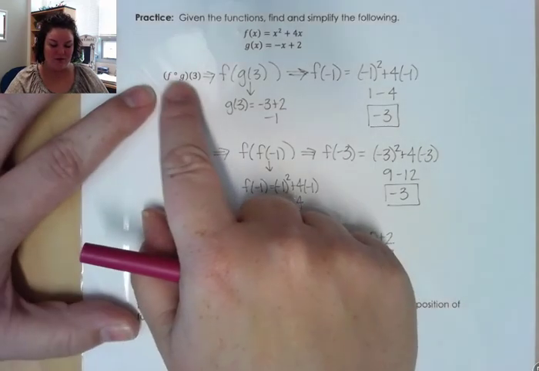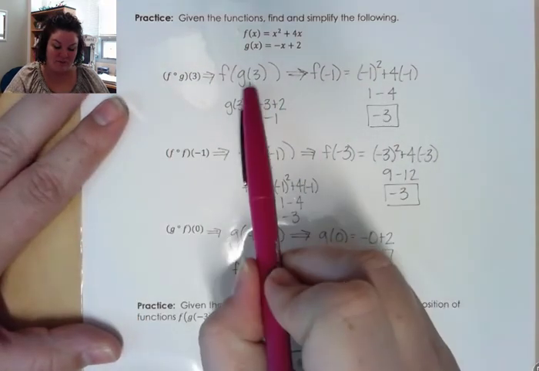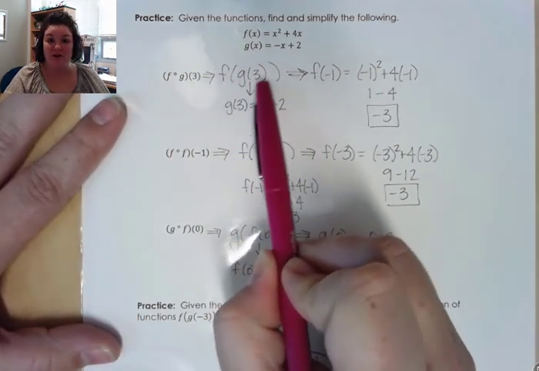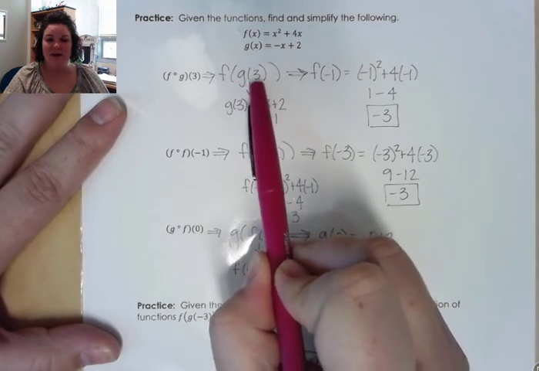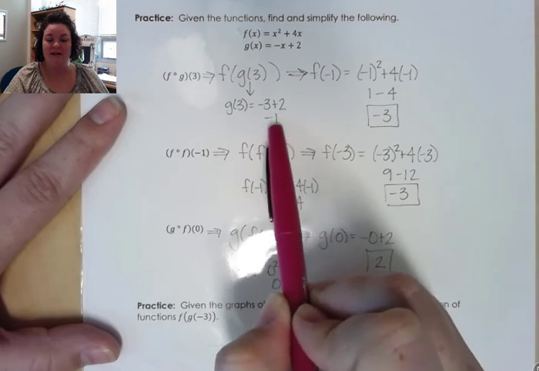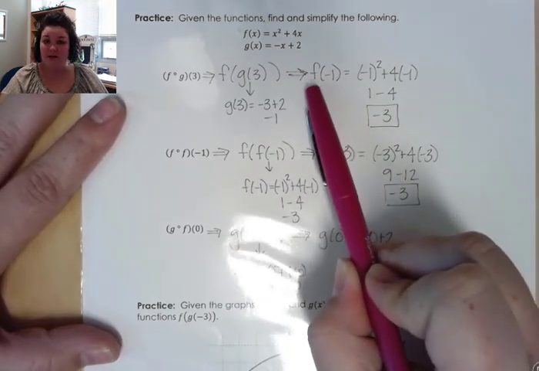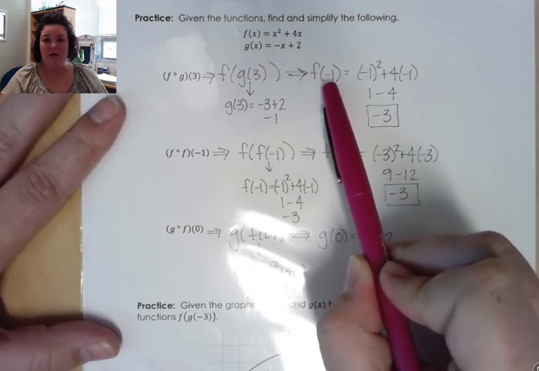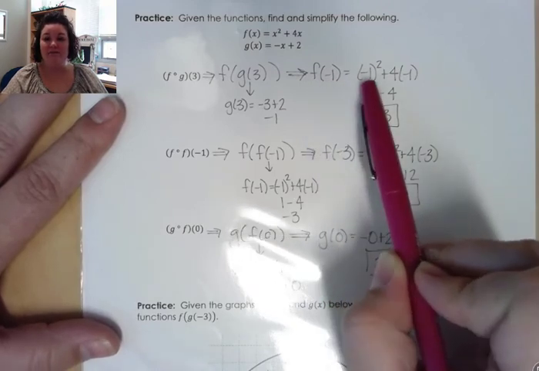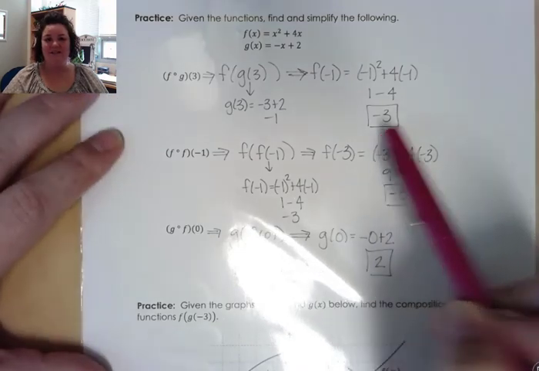The first one, we're doing f composed with g evaluated at 3, which means g of 3 is my inside function. So I need to evaluate my g function at 3, which when I plug it in should give me a -1. So that means I'm going to be evaluating my outside function at -1. So I plug -1 into my f function, and I should get -3. Okay? Let's look at our next one.